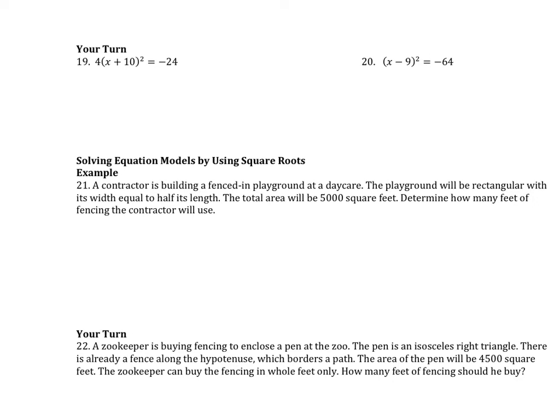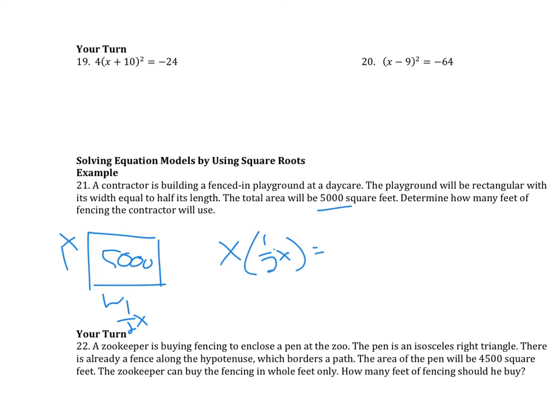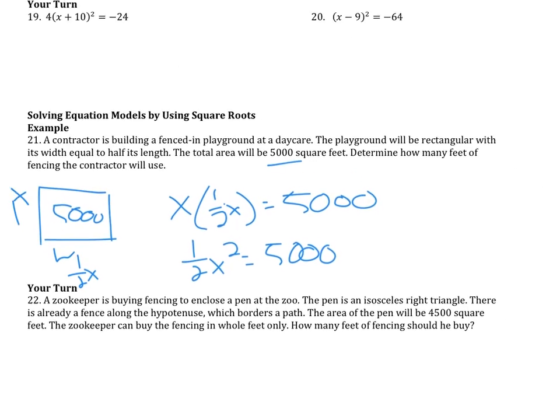All right, so a quick diagram here. We have our rectangle, and we have our width and length. Doesn't matter which one you label what. The width is equal to half its length. So let's call our length x, and then our width is 1/2 of that length. And then the total area is 5,000. So length times width, we get x times 1/2 x, and that is going to equal 5,000. Multiply those two terms together, and we get 1/2 x squared equals 5,000.